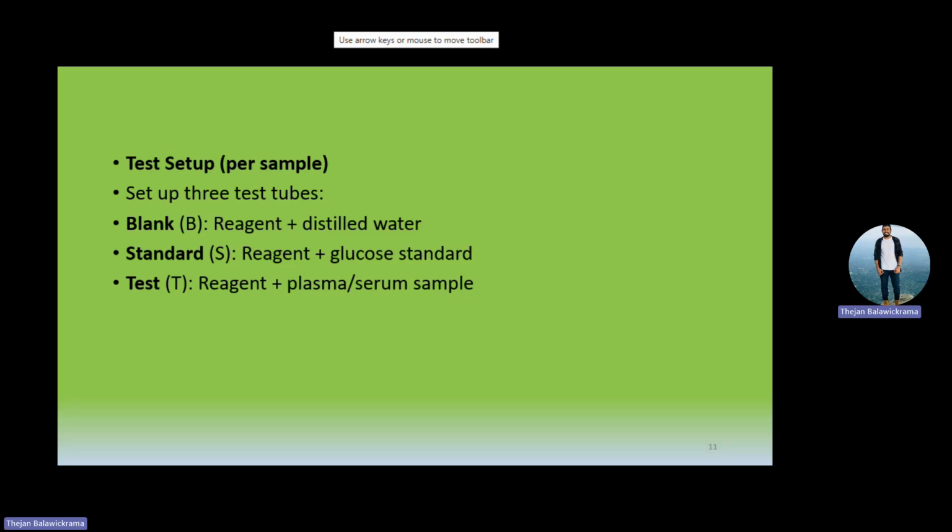Then now we have 3 setups. The blank one: reagent and distilled water. The standard solution: reagent and standard glucose solution. And our patient's blood sample: reagent and the blood sample. So what is this reagent? Reagent is that oxidizing agent. The glucose is going to be oxidized. Those are the 3 tests that we are going to have.